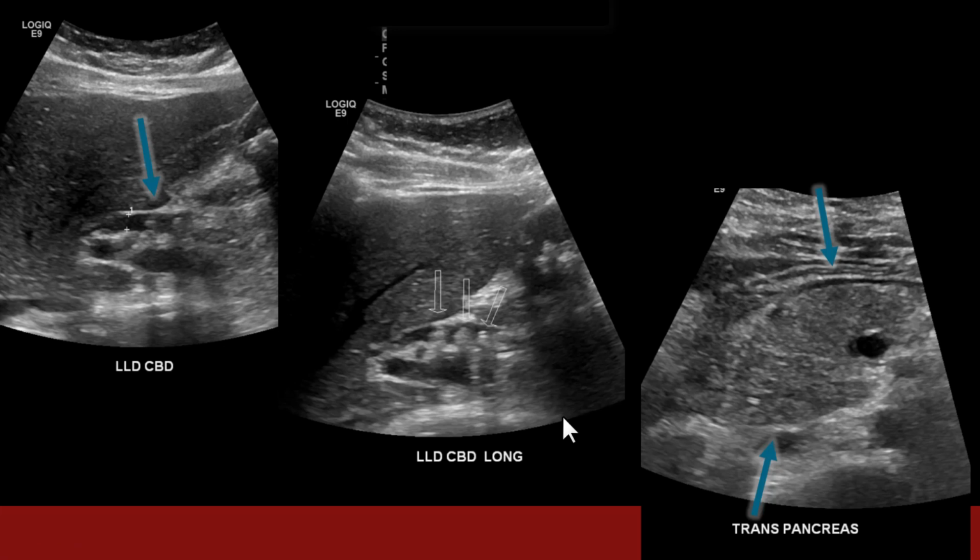But in this case, we actually visualize the pancreas. The pancreas is not well seen usually on ultrasound because of bowel gas, although the head and uncinate are more commonly seen than the tail. And this pancreas here is sort of plump and edematous, and there's a little bit of fluid here anteriorly, which you can see. So this patient had gallstone pancreatitis and cholangitis.